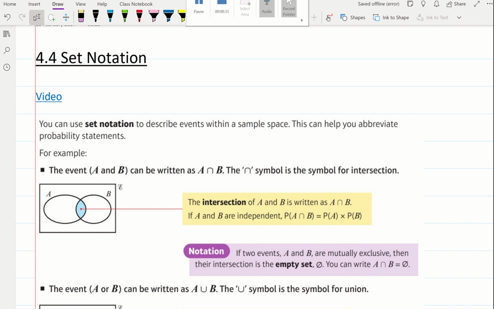we use the symbol for the intersection, or we use the word intersection. So we would write it as the intersection of A and B. And of course, when the events are independent, the intersection of A and B is the probability of A times the probability of B. If two events are mutually exclusive, if they don't have an intersection, if they don't have an overlap, then the intersection is empty. It's a null set. And you can write this in this way. The intersection of A and B is empty. If you see that in a question, they are telling you that these events are mutually exclusive.